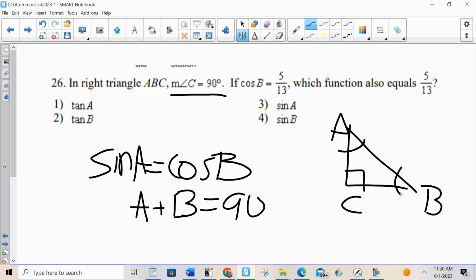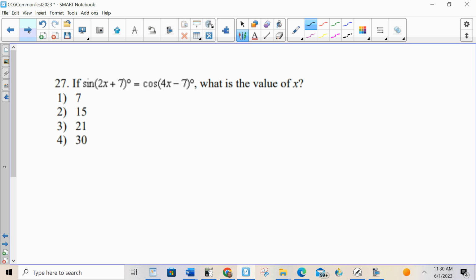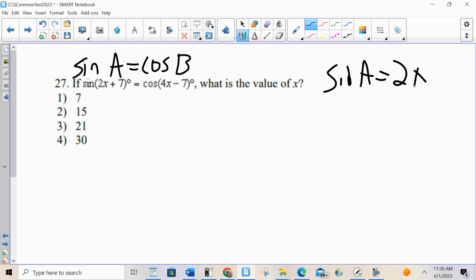Sine A equals cosine B. So if cosine B is 5 over 13, then sine A is 5 over 13. Sine A equals cosine B. Now here's where it gets tricky. I see sine A equals cosine B. Does it say sine A equals 2x plus 7? No, it doesn't say that. If it said sine A equals cosine B equals, then we'd set them equal.